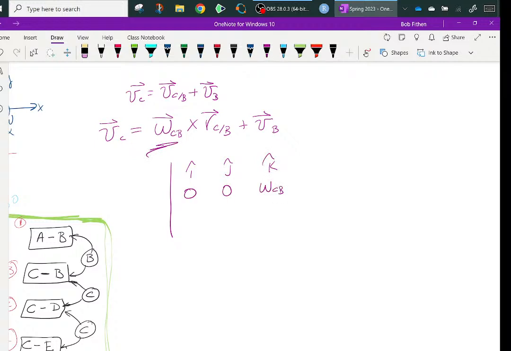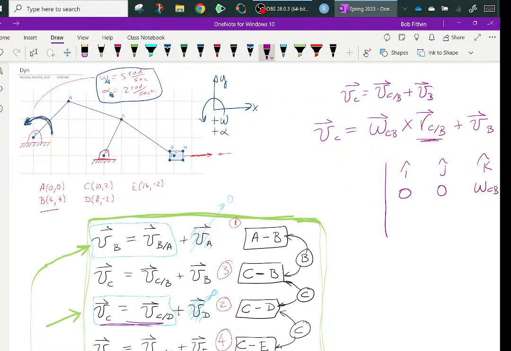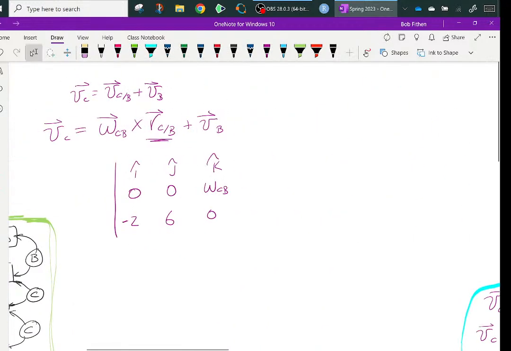And now I need to know a vector that starts at B and goes to C. Looks like it goes down 2 and to the right 6. Down 2 to the right 6. I hope that's correct, because I think these were 2 by 2s. Okay, plus velocity of B, velocity of C equals 2. Okay, so I'm just going to focus on this.